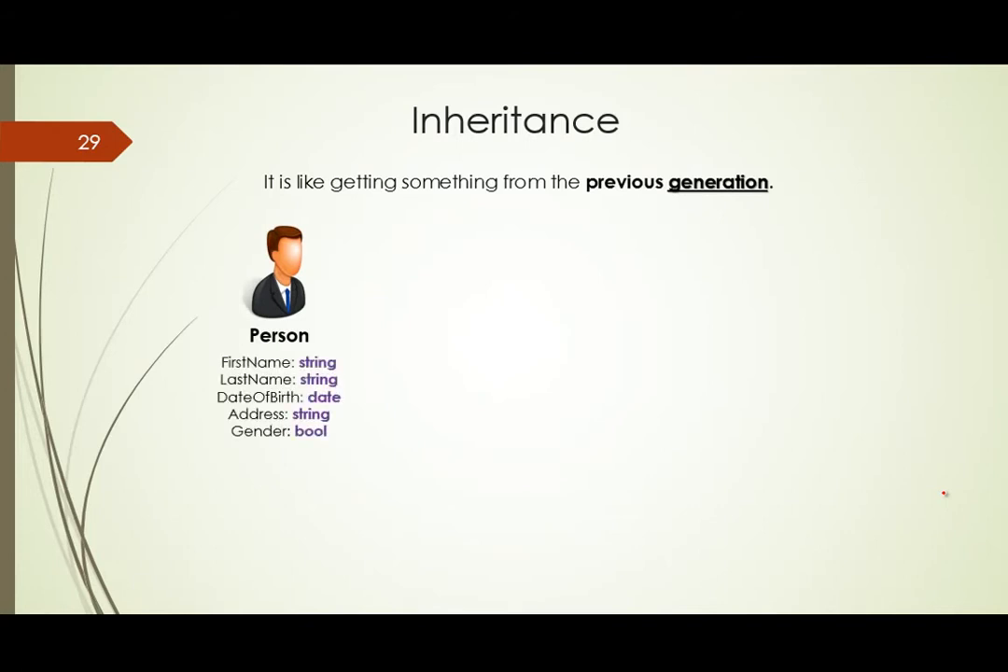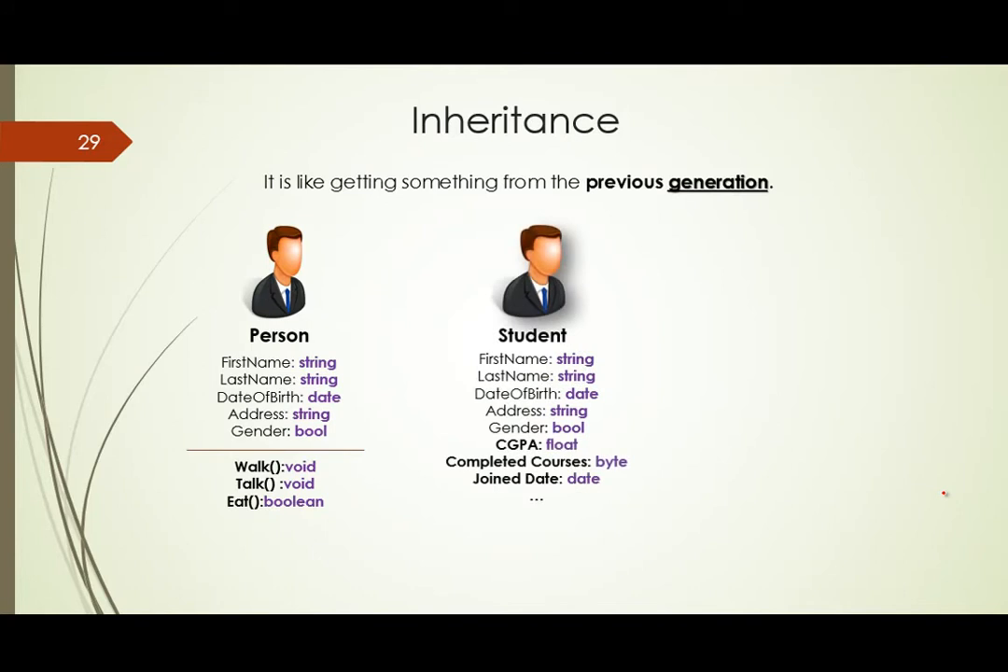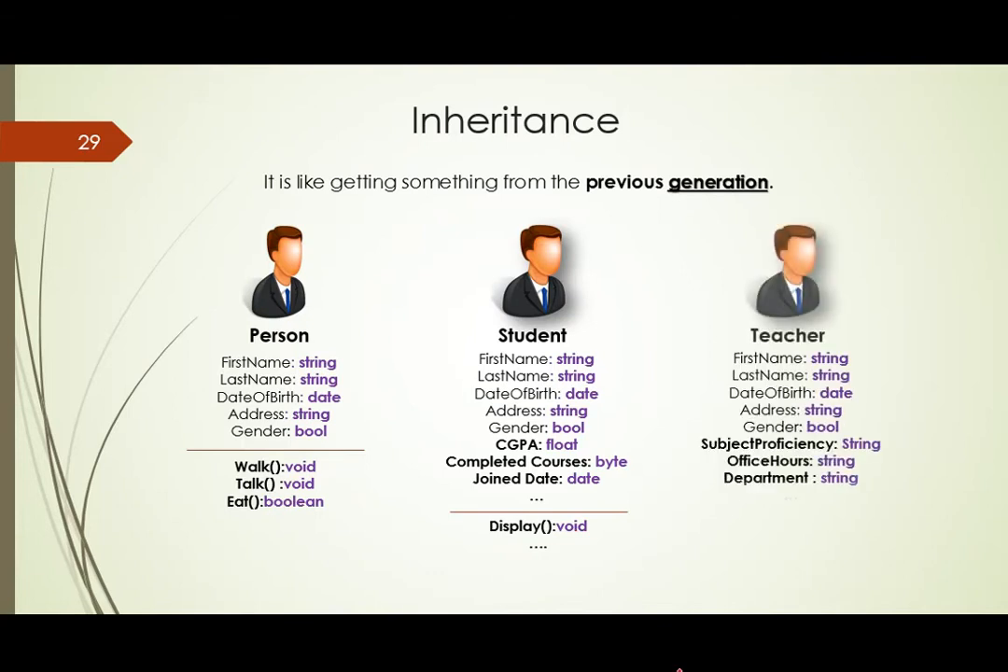So we have these properties of a person, and a person could walk, talk, and eat. Let's say a student also has the same type of properties: first name, last name, date of birth, address, gender, something like that, but extra fields, CGPA, completed courses, and so on. And he also has behavior like display. And a teacher also has first name, last name, date of birth, something like that, and a method or behavior display. So how can we implement it?